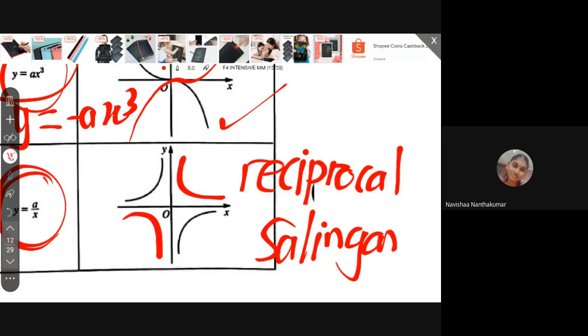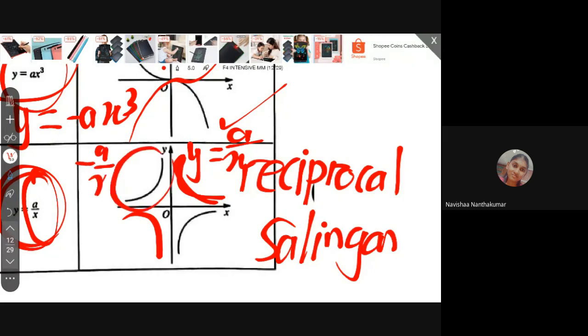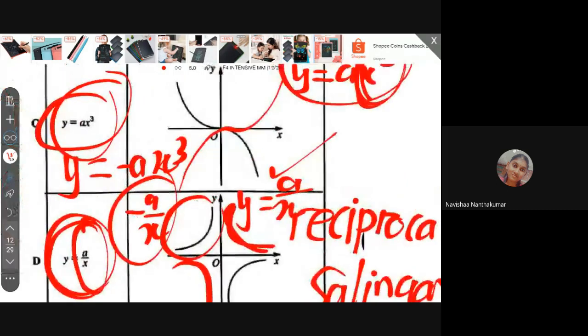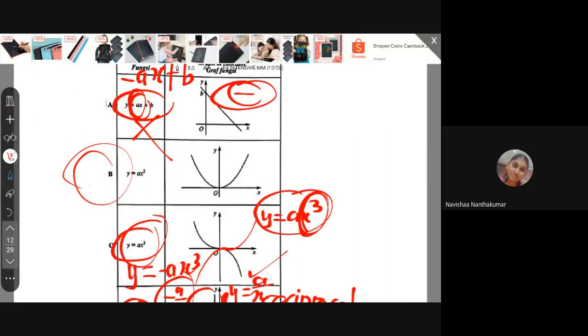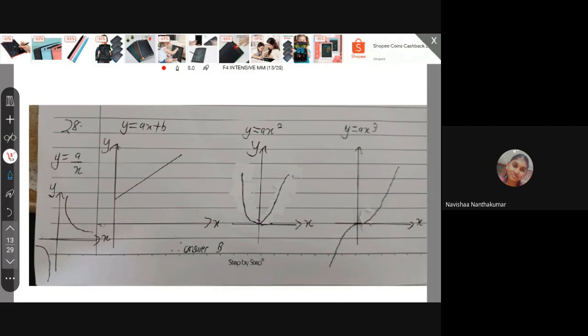Okay, so dia akan jadi macam ni. A over X. So graph dia akan jadi macam ni lah. Kalau Y sama dengan A over X, graph dia macam saya lukiskan merah. Kalau yang hitam, kena negatif A over X. So that's why jawapan D juga salah lah. D also wrong. So your answer for this question will be B. Okay, so this is the working. So I draw all the graph for you guys lah, so that you all can refer later. Boleh jadi rujukan pada masa hadapan. So this is the explanation why your answer is B.